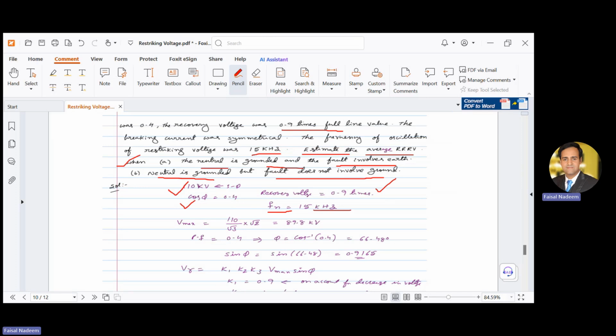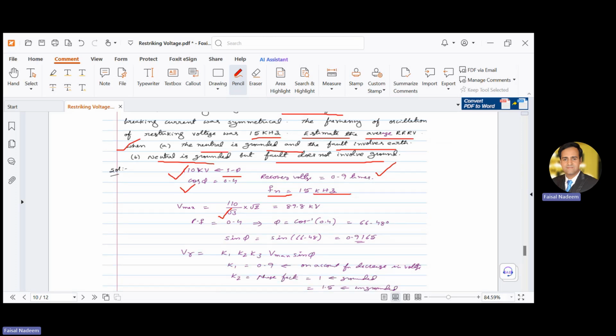First, we will convert this three-phase voltage into phase to neutral voltage by dividing it by under root 3, and then multiply it with under root 2 to make it Vmax. So now we have the phase to neutral Vmax value. We have power factor equal to 0.4. This power factor will give us the angle theta, which is equal to cos inverse 0.4, which is 66.48 degrees.